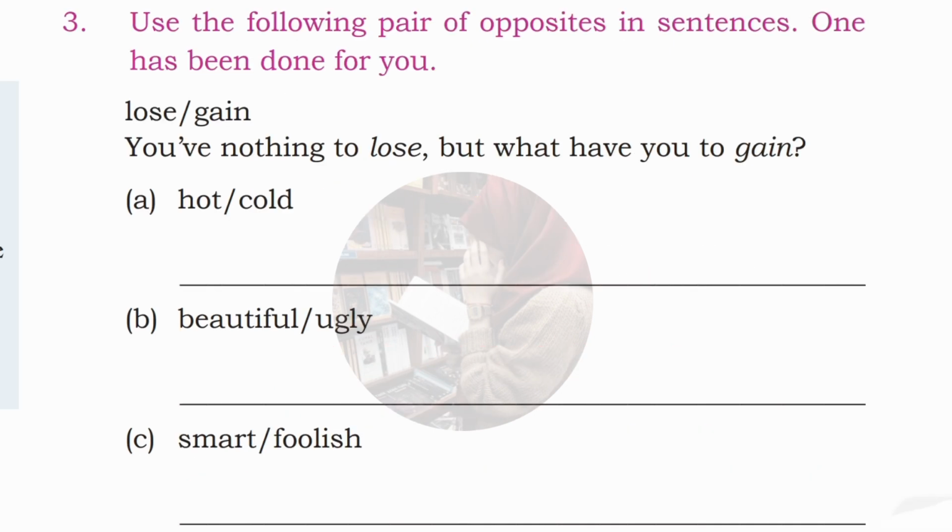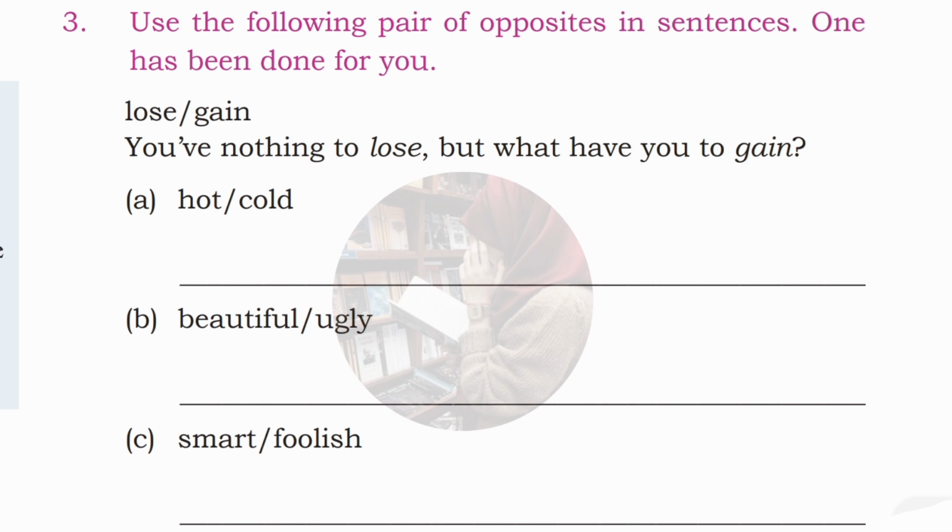Use the following pair of opposites in sentences. Okay, one is done for us. Here lose and gain, these are the opposite words. Now we have to use that words in our sentences. Okay, we have to make sentences by using that opposite words. Let's see that. One is done for us. Lose, gain. You have nothing to lose, but what you have to gain.